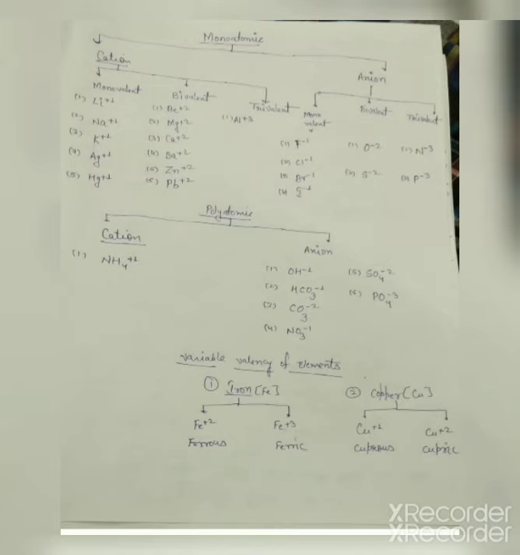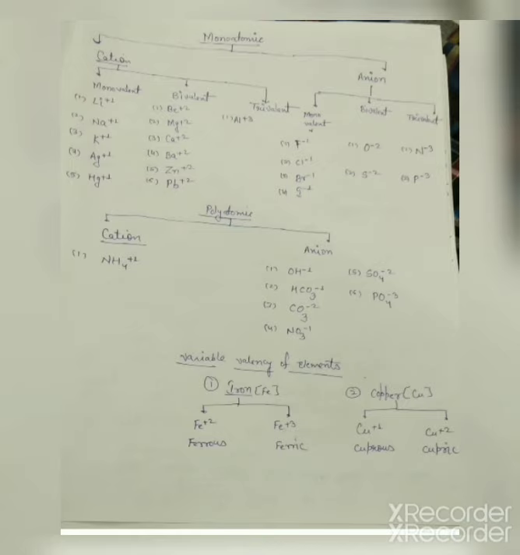Now talk about anions. Monovalent anions have valency 1 but the ionic charge is -1: fluoride F-1, chloride Cl-1, bromide Br-1, iodide I-1. Bivalent anions are oxide O-2 and sulfide S-2. Trivalent means whose valency is 3 and the ionic charge is -3: nitride N-3 and phosphide P-3.